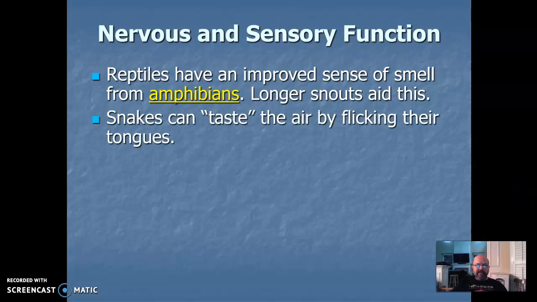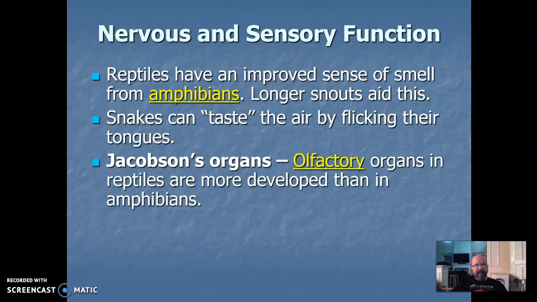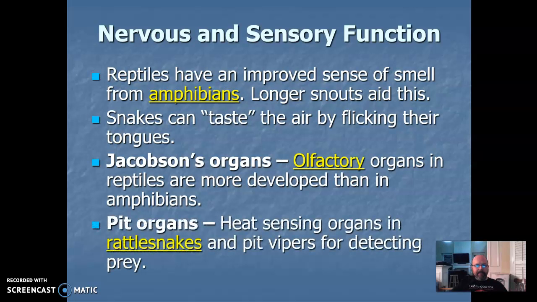Snakes can actually taste the air by flicking their tongues around. They're picking up particles of what's in the air. And some of them have what are called Jacobson's organs. They're olfactory organs in reptiles that are more developed than in amphibians. Again, basically pulling particles out of the air, tasting the air.